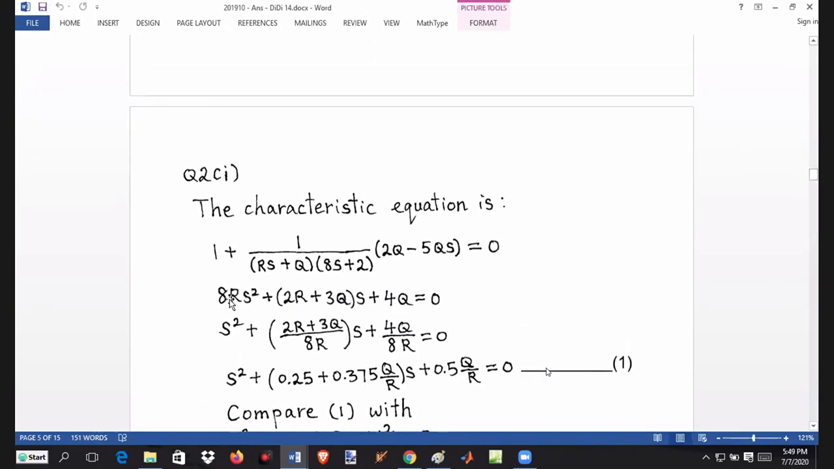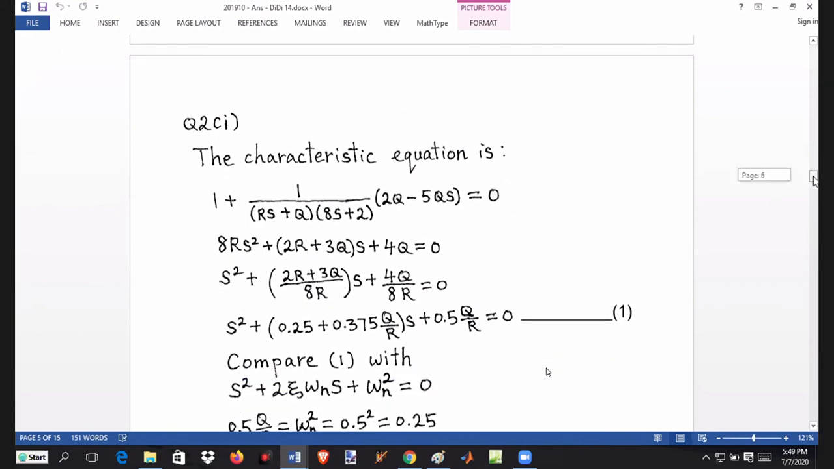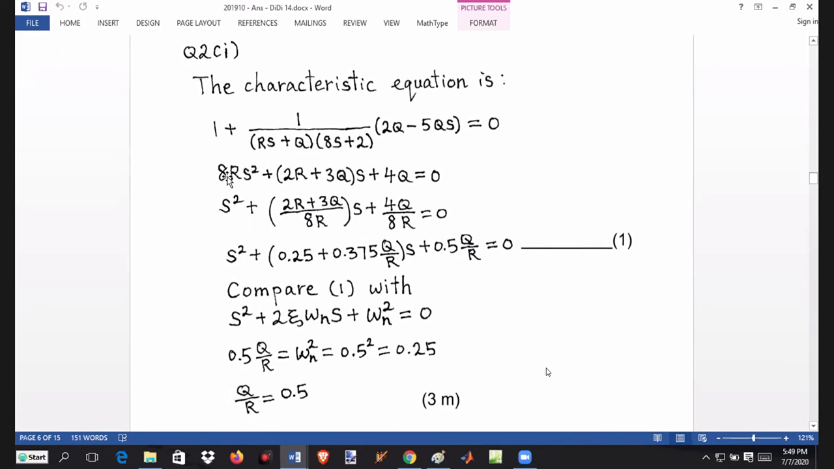Still, you find out the characteristic equation will be like this. You cannot compare because of the 8 here. You divide by 8R, then Q over R comes out straight away. Compare with this, then you know that the last term here, 0.5 Q over R, equals omega n squared. So you can find Q over R. No need to use the middle term. Too many things here. Use the last term. Very neat.